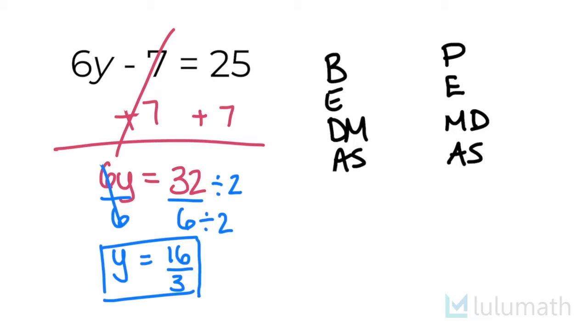We always do brackets or parentheses first, then exponents, then division and multiplication, and then addition and subtraction. But when we're solving equations, we work backwards. We always undo everything. So since we have multiplication here and subtraction, we get rid of the subtraction first because it's easier for us, but it's not required.